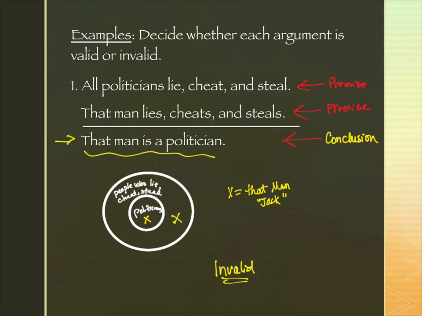Now, suppose for a moment, instead of it being structured this way, that second statement did not say that man lies, cheats, and steals. It said that man is a politician, right? And the conclusion is that man lies, cheats, and steals. That changes things, doesn't it? So the order in which this is given really matters. We have to make sure that we create the diagram with the first two pieces, and then we examine the validity based on the last piece. Sound good? Let's try another one.